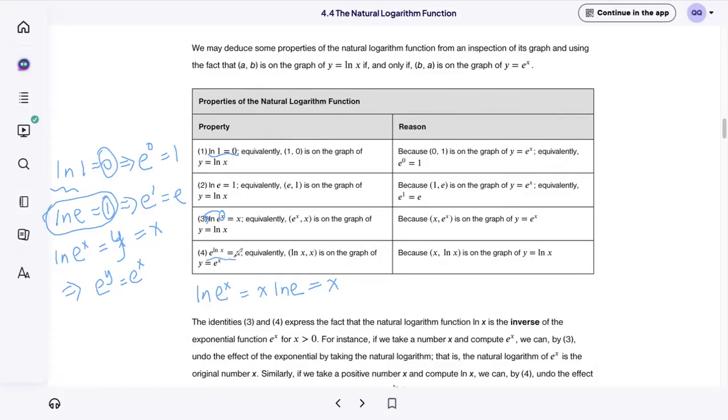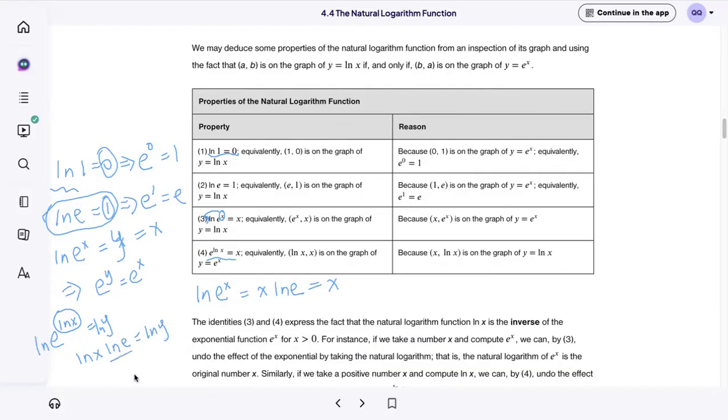Okay, so number 4, e to the ln x equals x. So e to the ln x, let's first set it equal to y. Then we can rewrite this equation by taking ln of both sides: ln e to the ln x equals ln y. So this ln x is the exponent of e, and we can pull it up front. So ln x times ln e equals ln y.